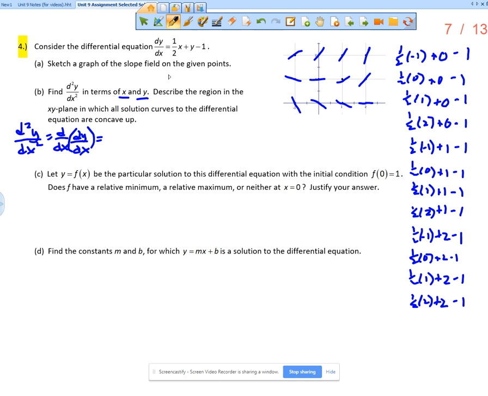Well, the derivative of 1/2 x with respect to x is 1/2. Plus, what's the derivative of y with respect to x? Well, it's actually just dy/dx. And then the derivative of minus 1 is 0. So now we have 1/2 plus dy/dx.